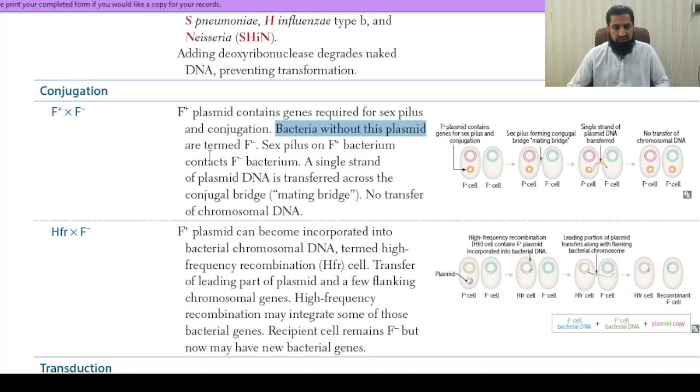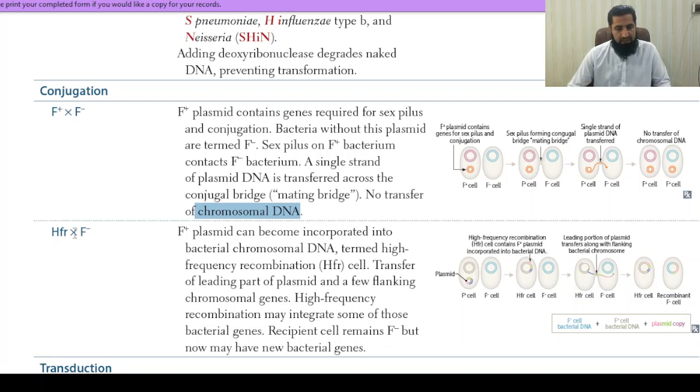Bacteria without the plasmid are termed F negative, while the F positive bacterium contains the plasmid. A single strand of the plasmid is transferred across the conjugal bridge. This is also called the mating bridge. No transfer of chromosomal DNA occurs in this process, like I already told you.